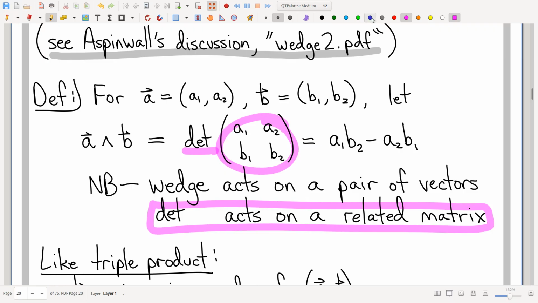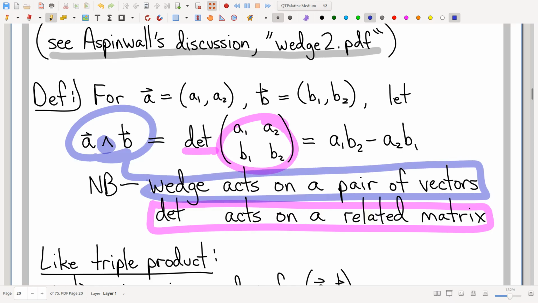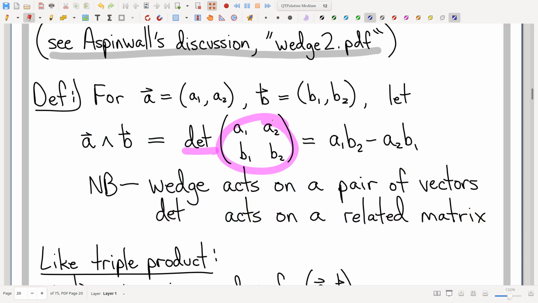Right? That is not what wedge is. Wedge is something that you do to a pair of vectors. And of course, if you give me a pair of vectors, I can make a matrix and vice versa. But nevertheless, they are different things. But this wedge product, not surprisingly, has some kind of cool properties.